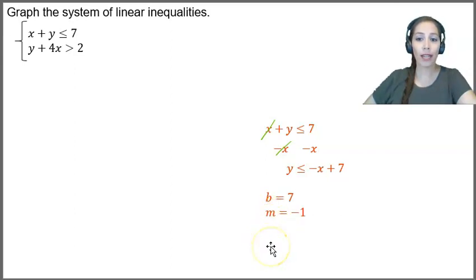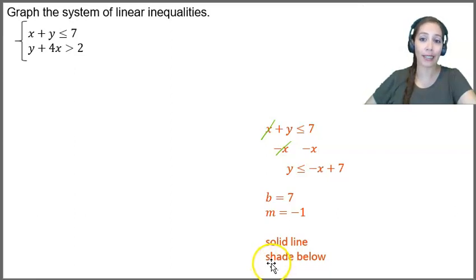So if I was going to graph this, I would notice that I have y less than or equal to. Less than or equal to is a solid line. And because y is less than or equal to, we know that we will be shading below, or going down the y-axis. Now the other one we have is y plus 4x greater than 2.